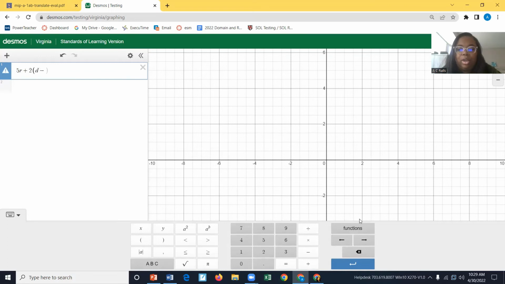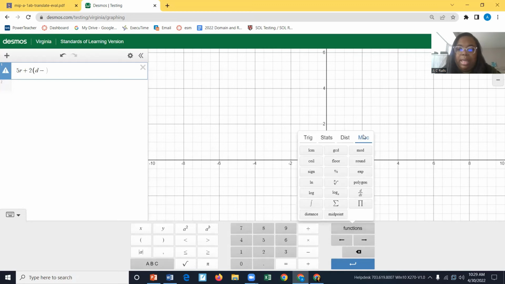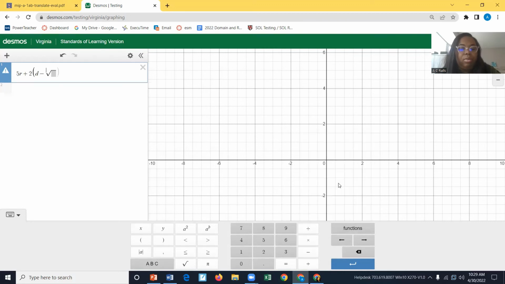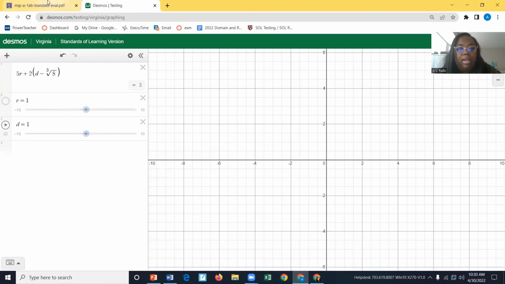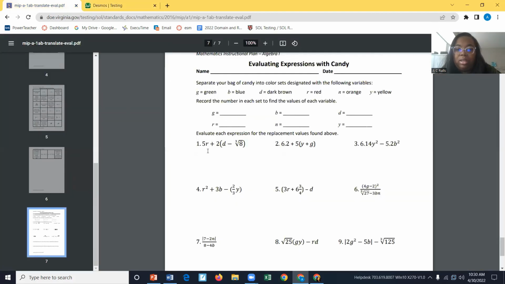To access the cube root, you want to hit functions and then make sure it's on miscellaneous. Then you'll hit this one right here. This one is letting you know that it's not a square root. So I'll put a 3 here, then I'll put my 8. And then we want to close out those parentheses. All right, again, you want to add a slider. So I'm going to click all.